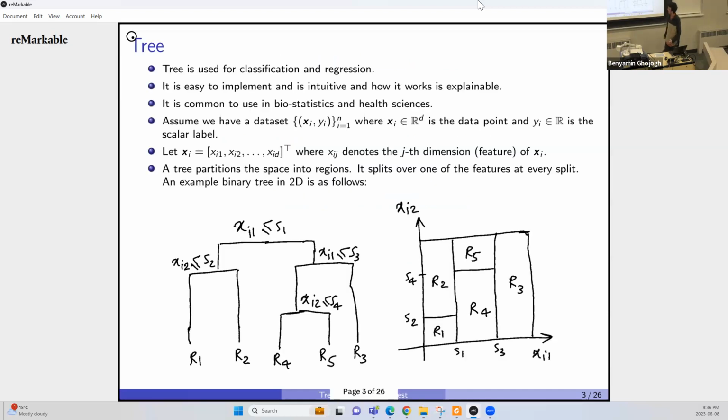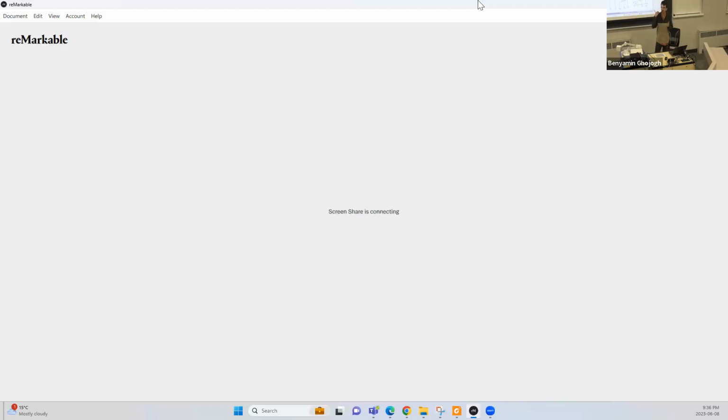Tree. By the way, you might find this a bit boring, but I think it has its merits. Take a listen to it. It's important. Tree is used for classification and regression. Tree has a lot of uses in various fields of science. It has been used in optimization a lot. For example, sequential convex programming, for non-convex optimization, which I explained in my optimization course, uses tree.